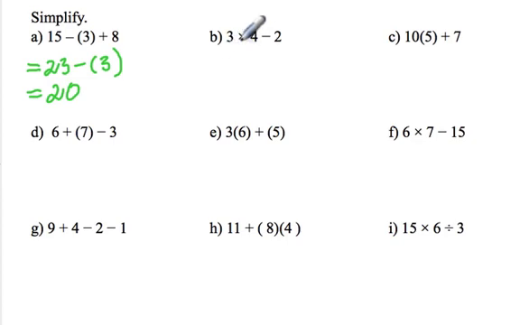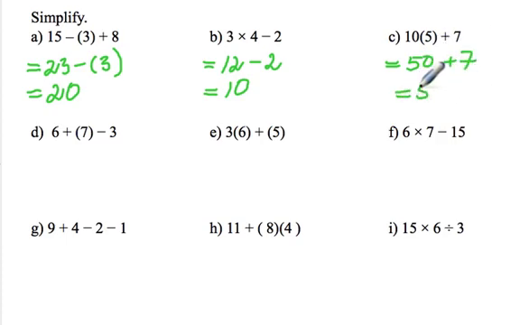Question B. We have to multiply before we can subtract. So 3 times 4 is 12, take away 2 equals 10. Here again we have to multiply before we can add. 10 times 5 is 50, plus 7 equals 57.